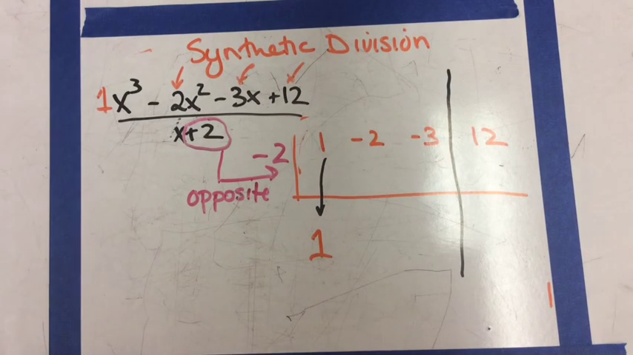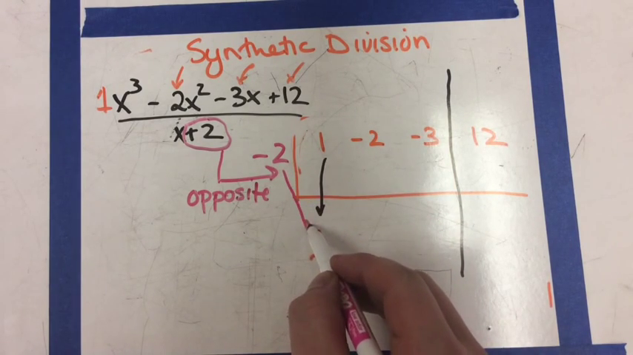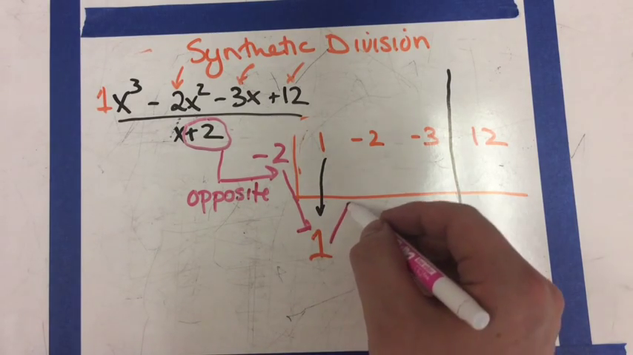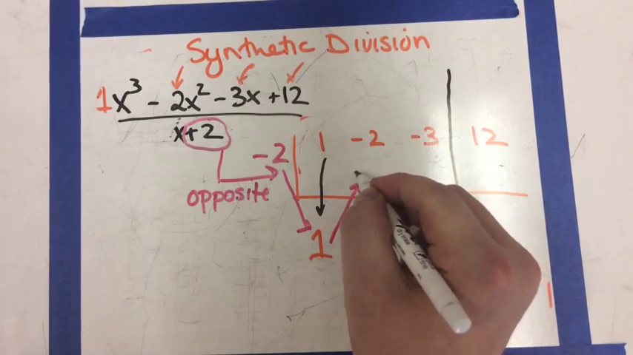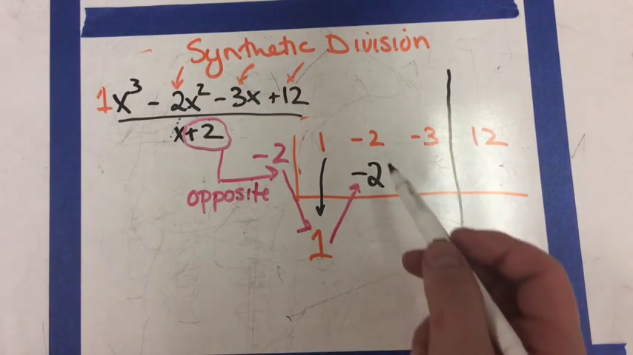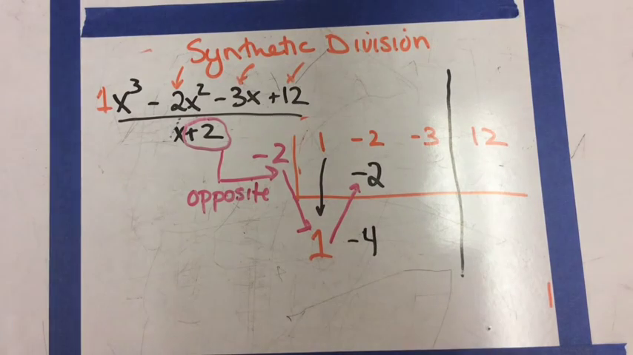So this is how it works. Is we take our -2 over here and we multiply to this number. Okay, so -2 times 1. And then we put that number right here. So -2 times 1 is -2. Okay? And now, instead of doing subtraction, we're just going to add, because adding's easier. So -2 plus -2 is -4.